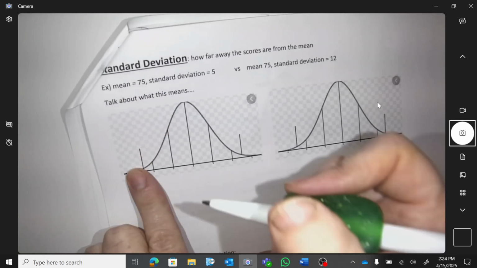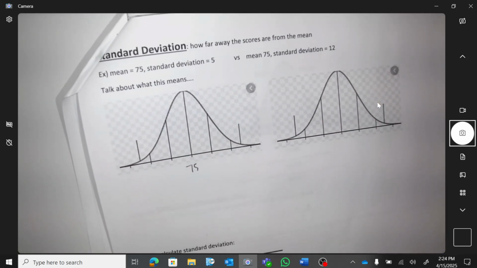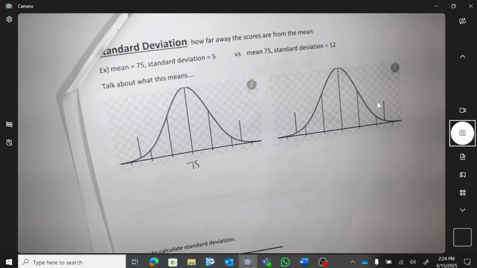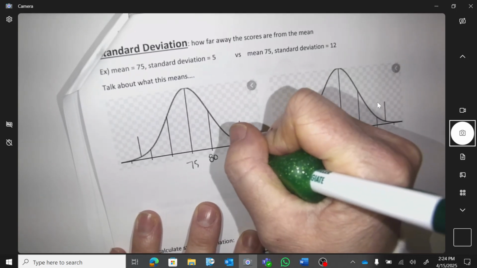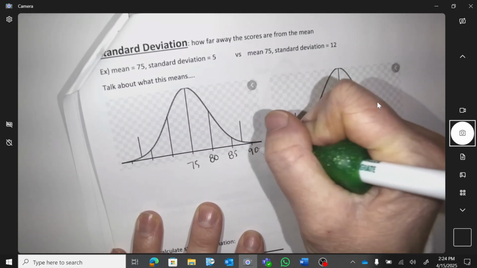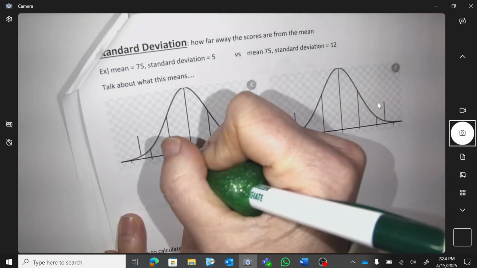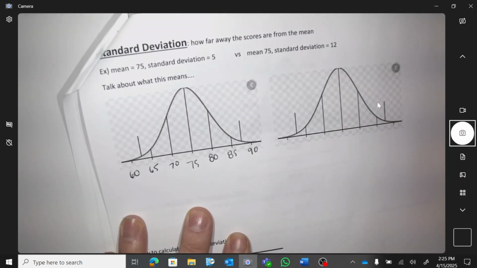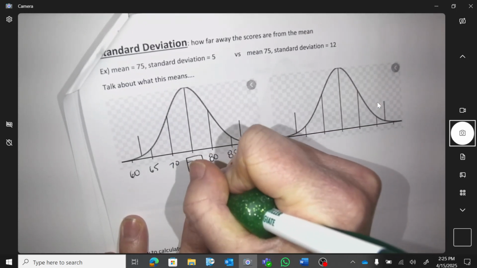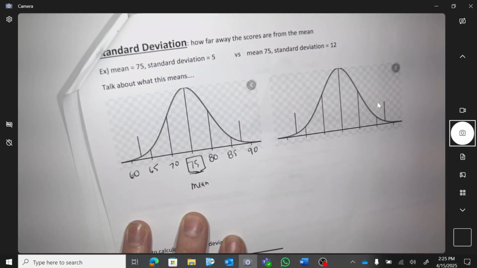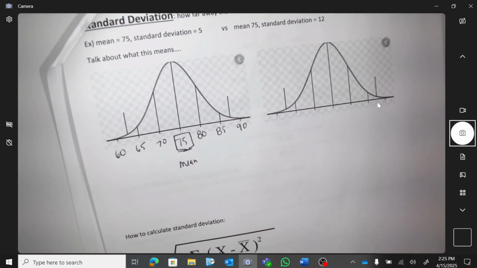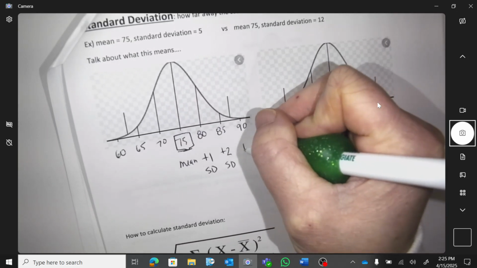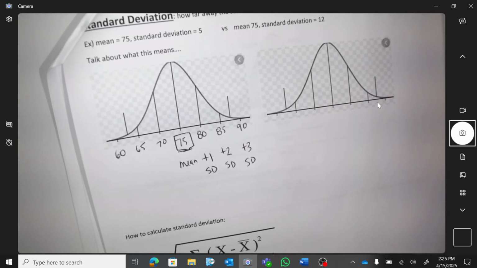Here's what happens. If you get a mean, an average, of 75, that goes into the middle. If the standard deviation is 5, then this is 80, 85, and 90. This is 70, 65, 60. So that's the mean. This is the +1 standard deviation, this is +2 standard deviations, and this is +3 standard deviations.